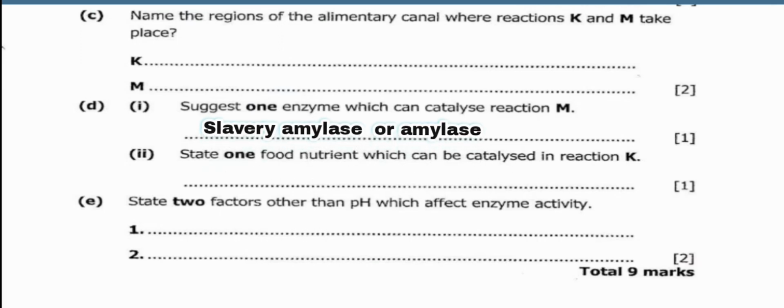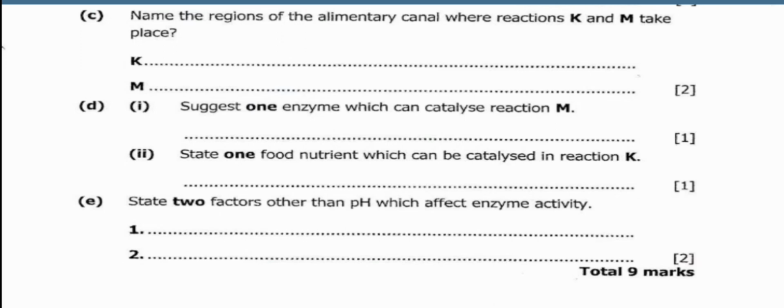Right. Roman numeral 2. State one food nutrient which can be catalyzed in reaction K. Reaction K is operating under acidic pH, and an example of a region in the alimentary canal where you're going to find the acidic region is the stomach. So an example of a nutrient which can be catalyzed in reaction K, we can just say the proteins, because the proteins are catalyzed by the protease, and protease works under acidic conditions or acidic medium. You can say proteins or protein.